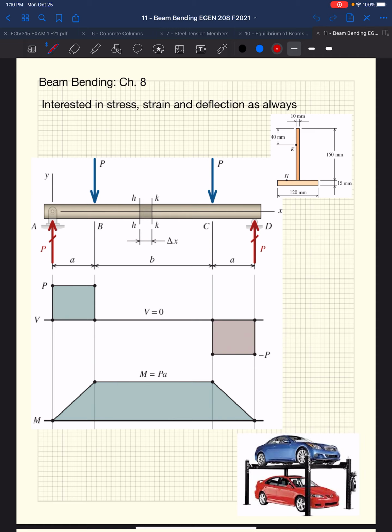Transverse loading on our beam, right? Long, slender member with loads that are transverse to the long axis of our member, okay? And so in beam bending, which is in chapter 8, we're interested, again, no new news here, right? We're looking at stress, strain, and deflection, right? We look at stress, we always want to relate this to some allowable stress.